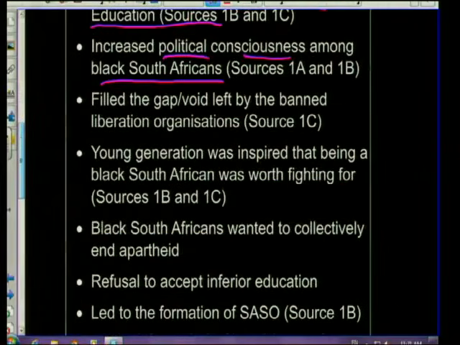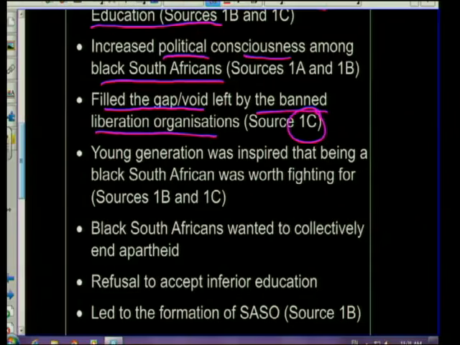If we go on, very important, the black consciousness did fill the gap and void left by banned organizations like the ANC, we see that in source 1C. In source 1B and C, it is mentioned that young generation was inspired that being black South African was actually worth fighting for. So people were becoming stronger in fighting against the apartheid government and feeling more confident that they could do so.